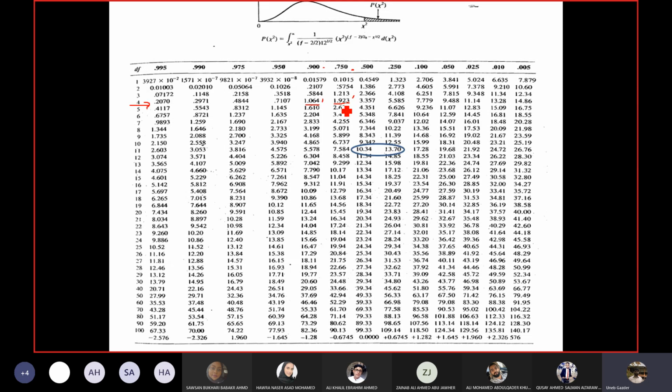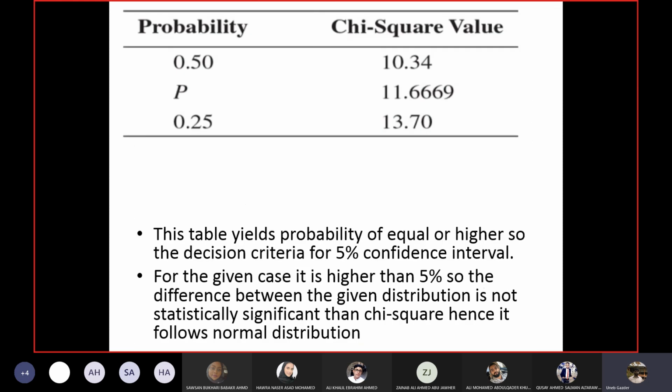So in this case, without interpolation, I can tell you that the probability of the chi-square value is more than 0.05, which means there is not much significant difference between my data and normal distribution. So I can say my speed data follows normal distribution.